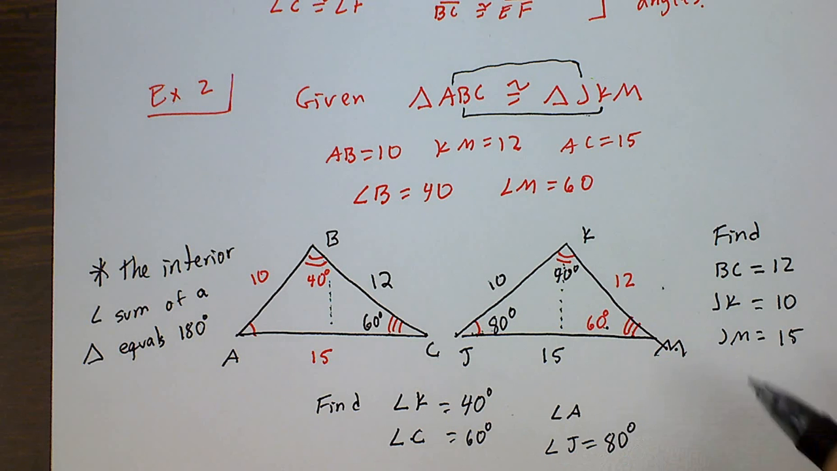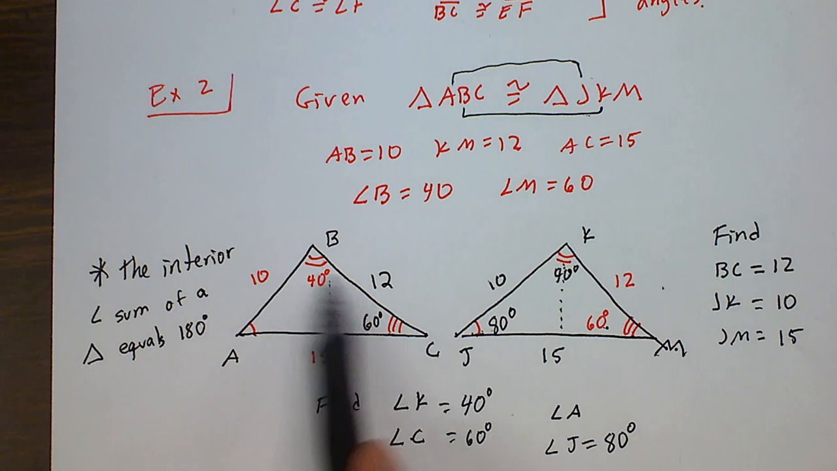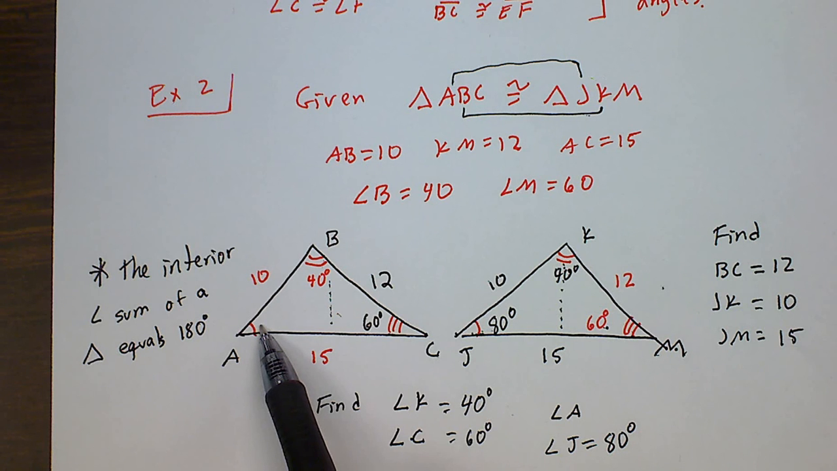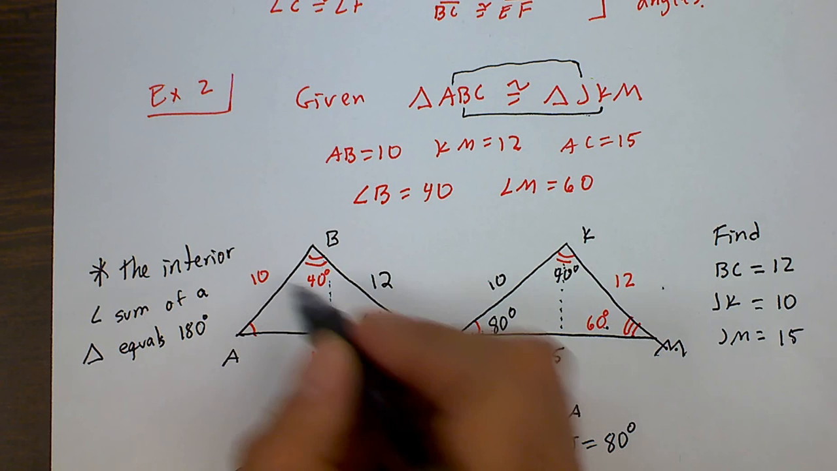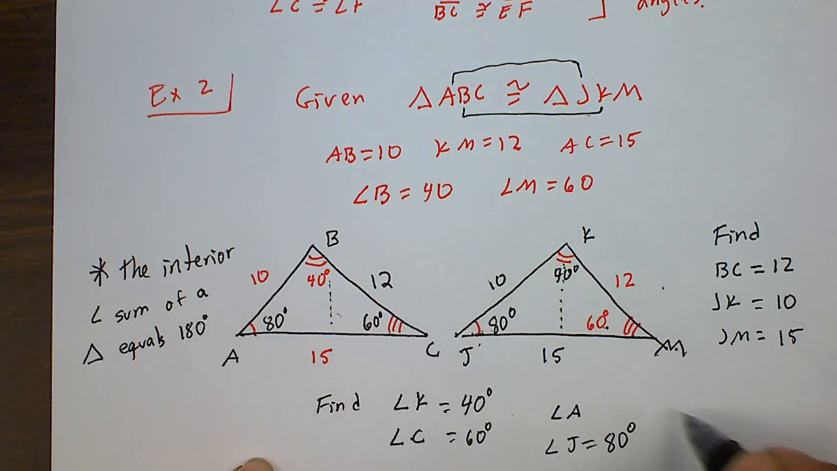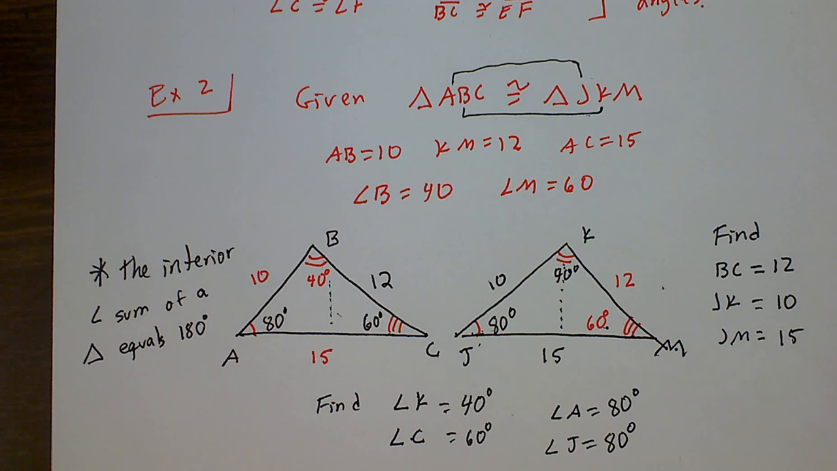Now we can apply the same thing on this one. 60 plus 40 is 100. 180 minus 100 gives you 80. So that angle is 80. Or you can look at it this way: A is congruent to J, therefore A must also be 80 degrees. Okay? That's pretty much all there is.